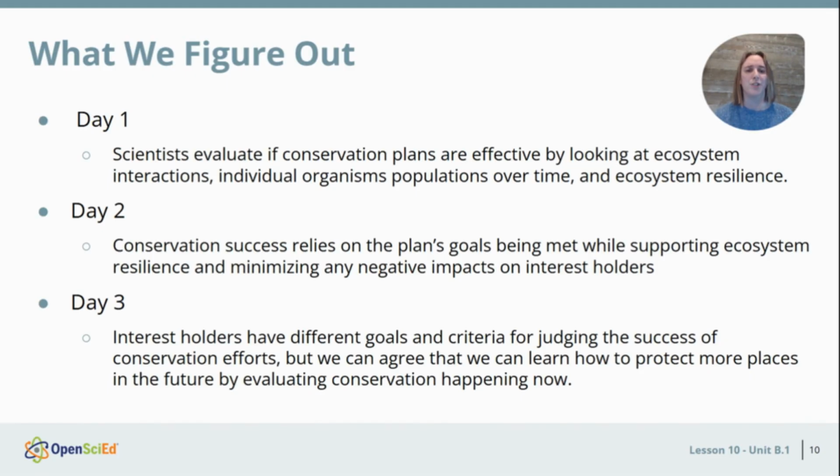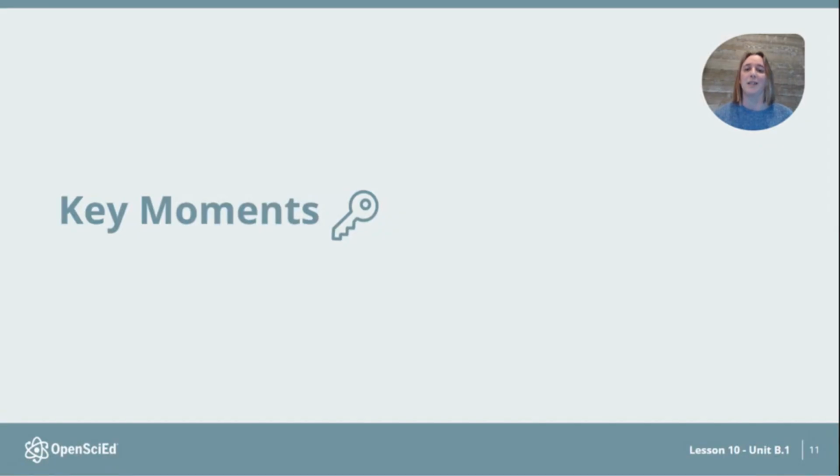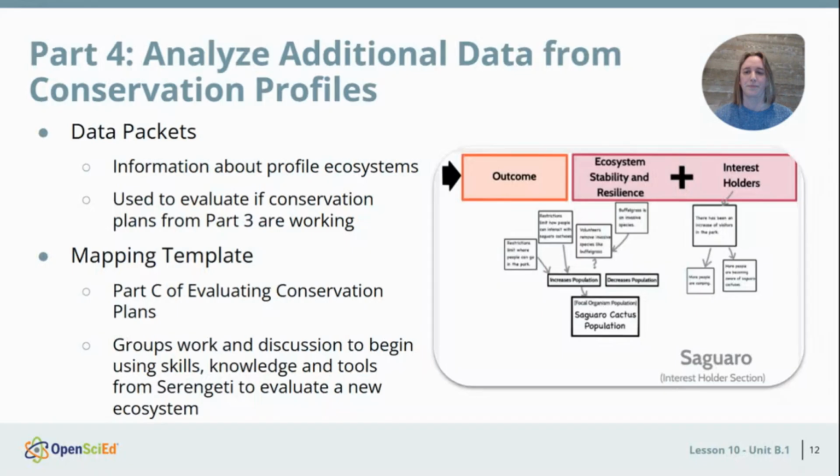figure out that conservation success relies on the plan's goals being met while supporting ecosystem resilience and minimizing any negative impacts on interest holders. Finally, on day 3, we discuss the future and figure out that interest holders may have different goals and criteria, but we can all agree that we can learn how to protect more places in the future by evaluating conservation that's happening now. Let's take a look at the key moments in Lesson 10.